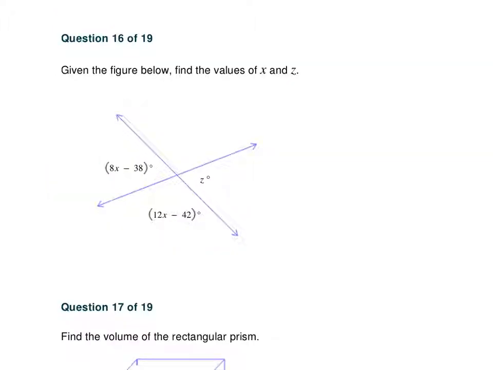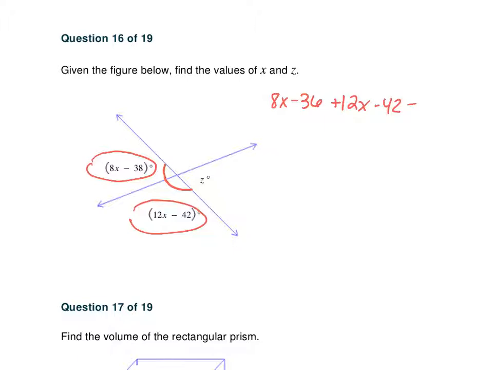Question 16 is asking me to find the values of x and z. First thing I'm going to do, I'm going to work with one variable at a time. So the first variable I'm going to find is x. And the reason I'm picking that one is because I know when I take this angle here and this angle here and add them together, they form my straight line. They are supplementary to each other. They add up to 180. So I'm going to take 8x minus 36 plus 12x minus 42 and put that equal to 180.